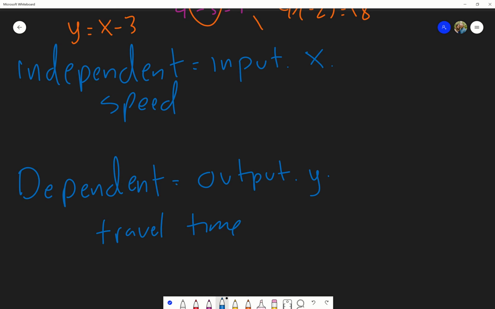Because if I change my speed, that affects my travel time. If I change my travel time, that's not going to affect my speed. I can't just decide that it's going to take me longer. I have to change something else in order for my timing to change. So in this case, it has to be speed.